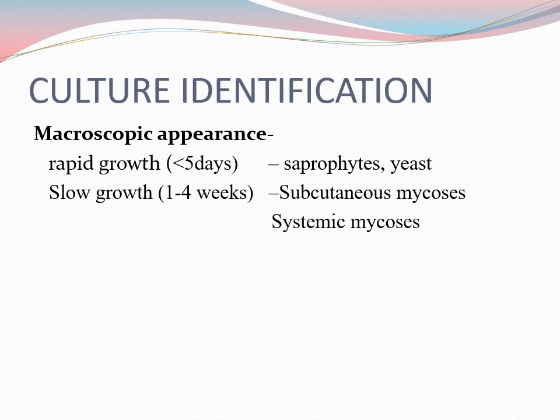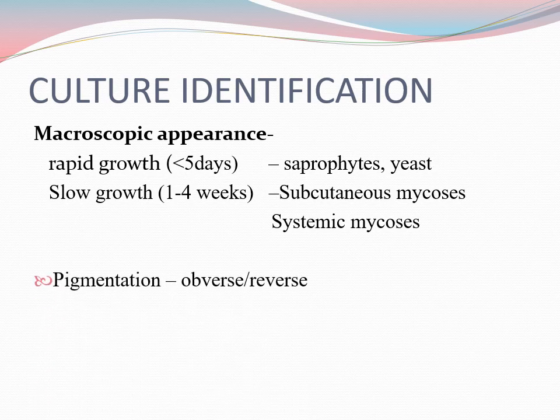Then molds usually show slow growth, like the dermatophytes. They are very slow growers. And the fungi which cause systemic mycosis, like Histoplasma and Blastomyces, they all show slow growth.